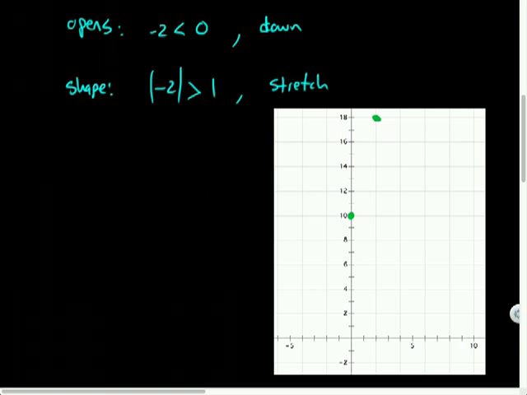Now my axis of symmetry would be right here, and I could even mirror that point over here if I wanted. But let's talk about the slopes of this graph. It's got a negative 2 for its a term. The negative made it open down. The 2 means it's going to stretch twice as much as it normally did, so stretched by a factor of 2.